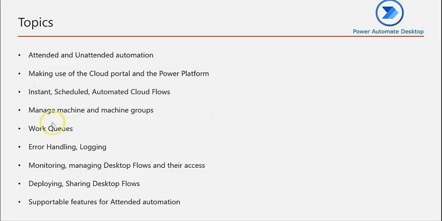I'll explain that. Obviously, you will need machine and machine groups if you need to run unattended automation on some other machine. I'll explain that. The famous concept of work queues, error handling and logging the errors, then monitoring, managing of desktop flows and their accesses. Then once you build it, obviously you'll need to deploy it, and if you need to share it with others, how you will do that, and different supportable features for attended automation.